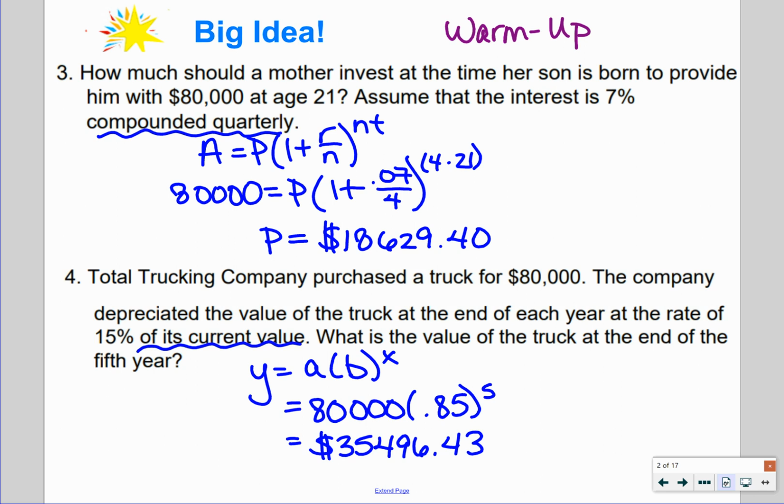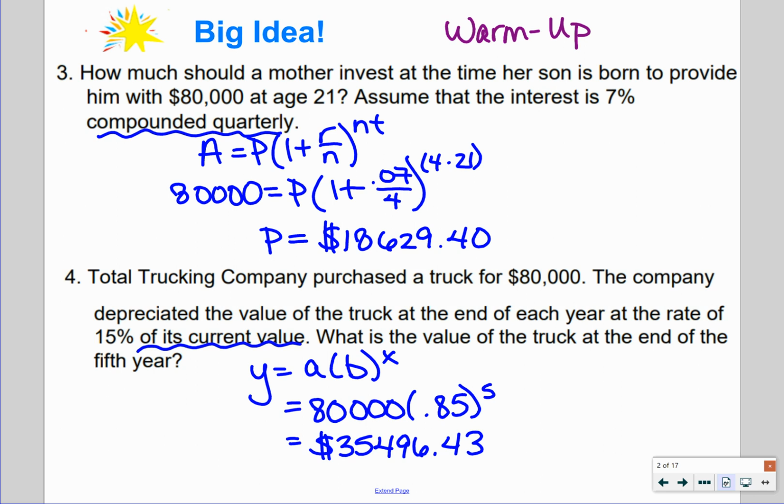At the bottom here, we're using that y equals a times b to the x formula when it's a percent of its current value. If you see that something is continuously growing or decreasing by a certain percentage, that's when you would use the formula with the e in it. That represents a constant rate of growth or decay. If you see that word, that's how you know to use that one. Okay.